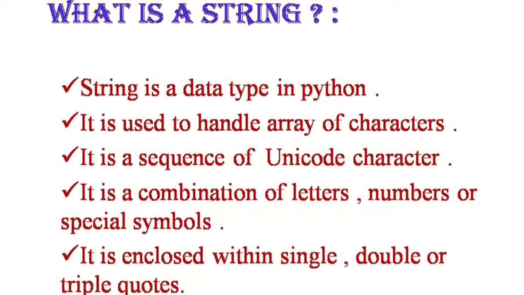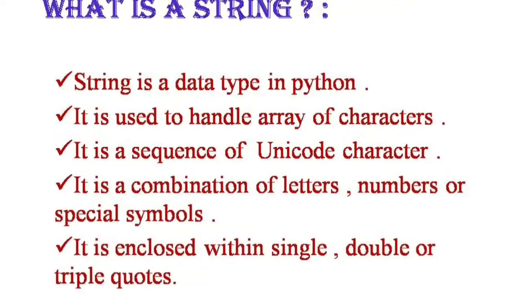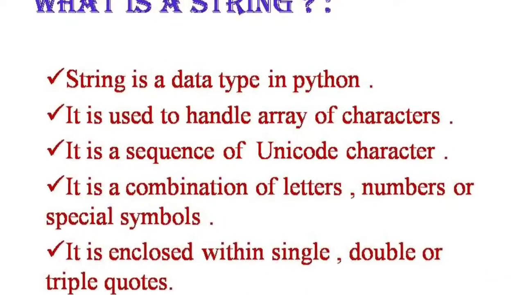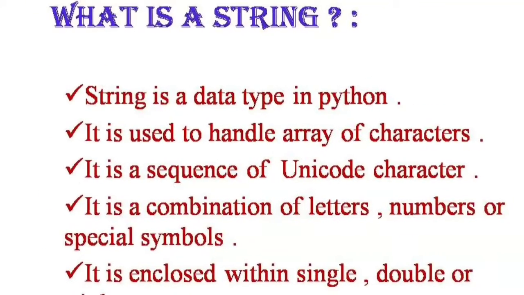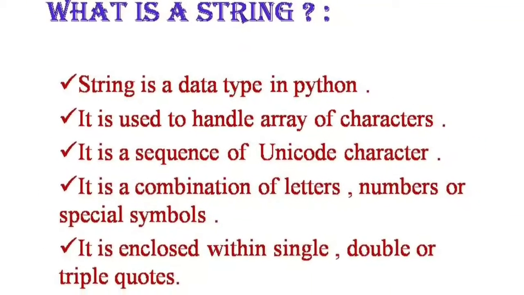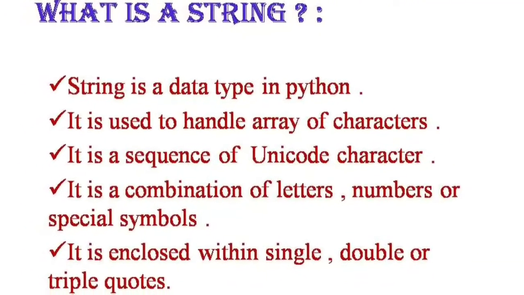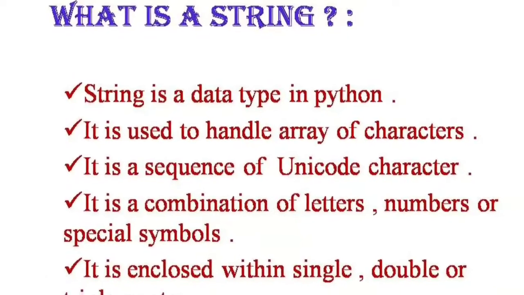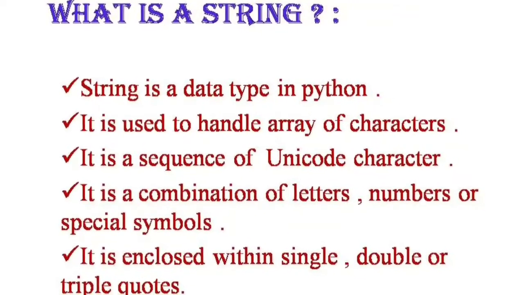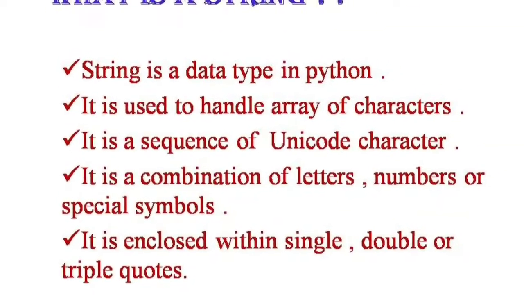First one is, what is a string? String is a data type in Python. It is used to handle an array of characters. It is a combination of letters, numbers or special symbols. It is enclosed within single, double and triple quotes. Each character has its own unique code.